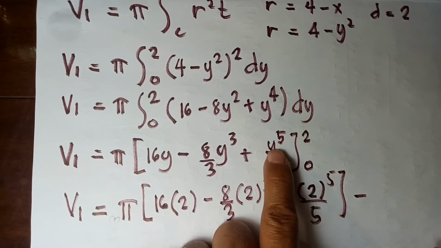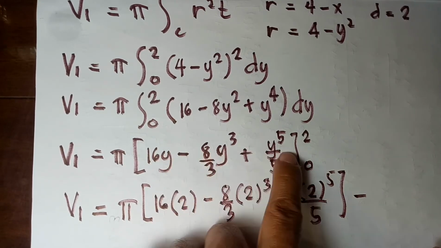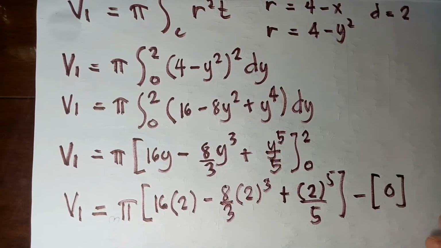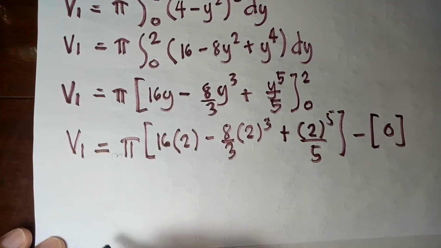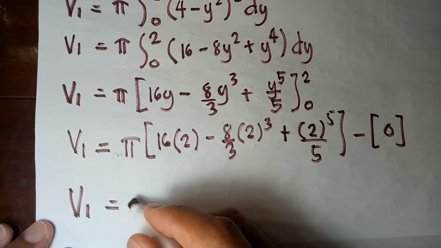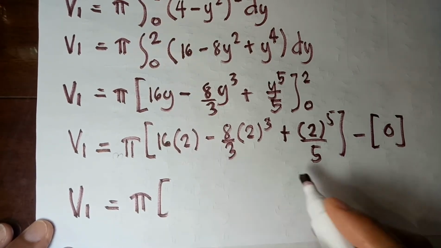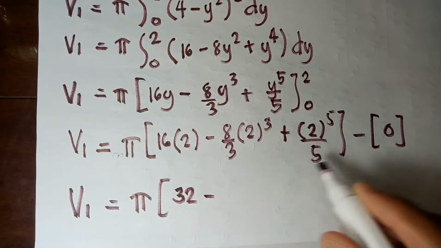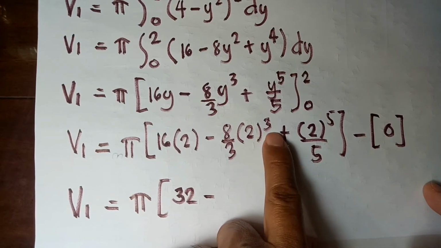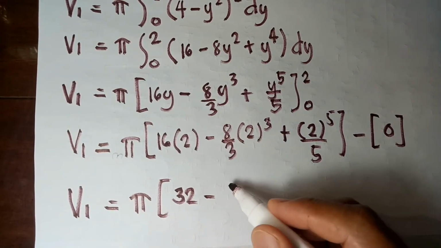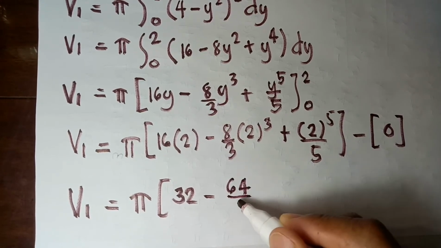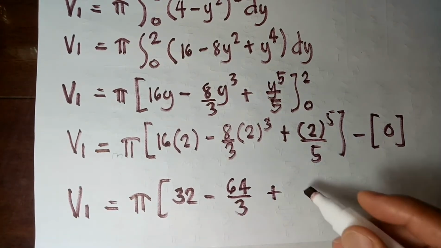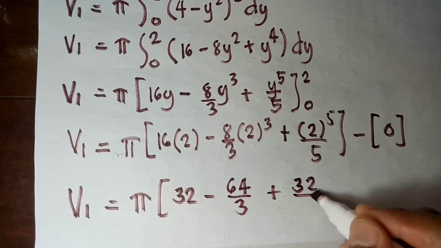Next is when y is 0. So dahil lahat ng term ay may y, yung susunod na term natin lahat magiging 0. Kaya 0 na yung term na ito, no? And then let us simplify. So I will have volume 1 equals pi. So 16 times 2 ay 32. And then this one is 2 cubed is 8 times 8 is 64 over 3. And then 2 raised to 5 is 32. So I will have 32 over 5.